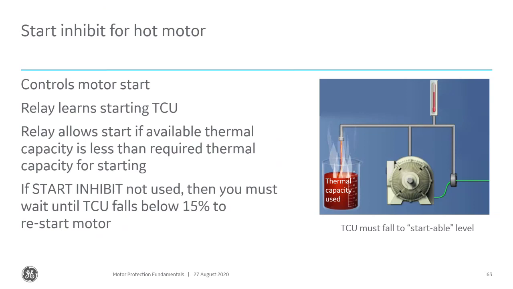If the start inhibit is not used, then you must wait until the TCU falls below 15% to restart the motor. So if you don't set this up, the start inhibit is going to just use this nominal 15%. But by setting up these factors, it can maybe allow you to start your motor a little sooner because it knows that it only needs a certain amount of capacity to be able to start. Here, let me show you an example.